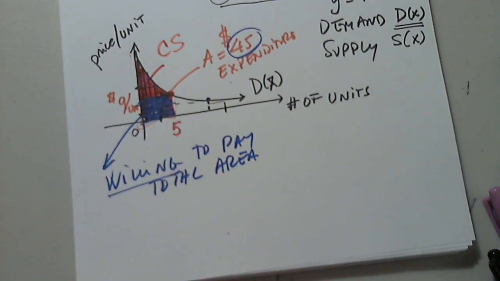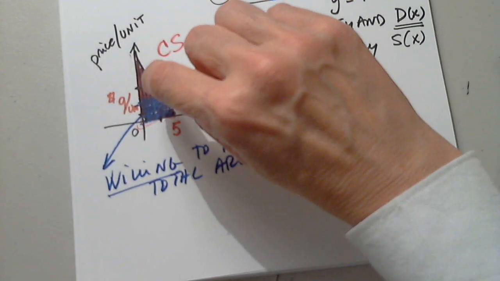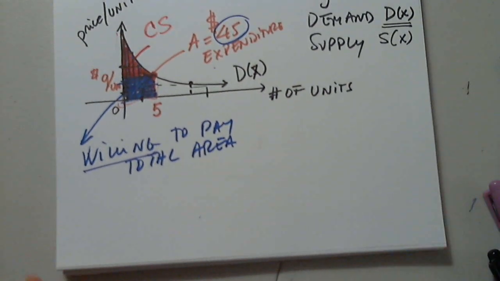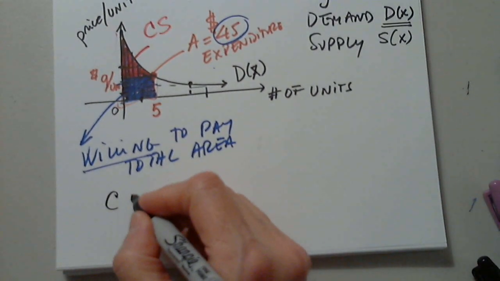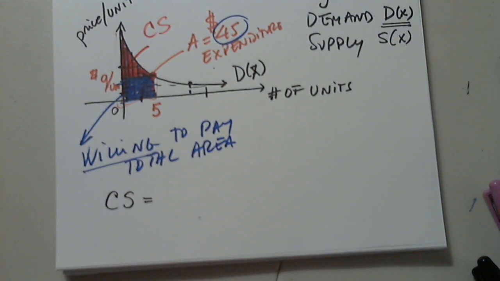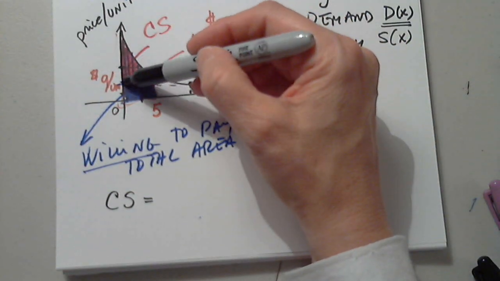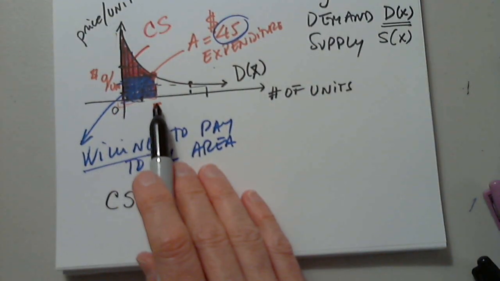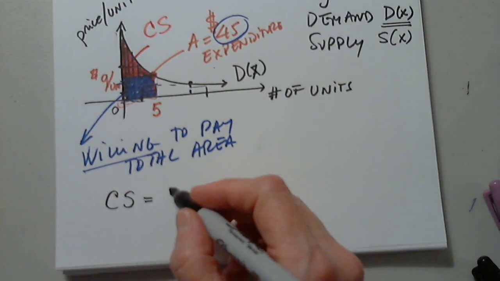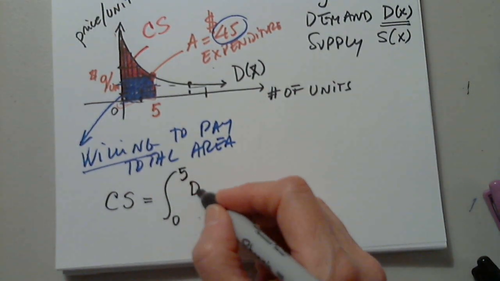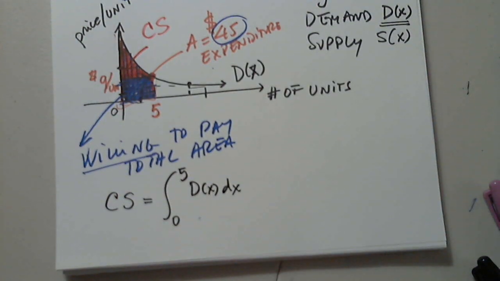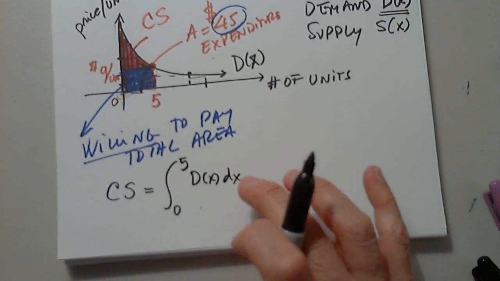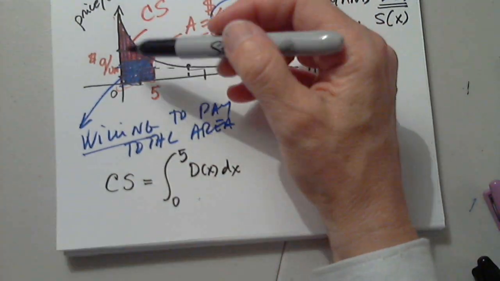So what do you think will be the procedure of determining the red area to see what our consumer surplus is? The consumer surplus area. How will I determine that? I will determine the entire area under D of x between 0 and 5. Well, I know how to find that. We just discussed that. It's the integral from 0 to 5 of D of x dx. So this is the entire area.